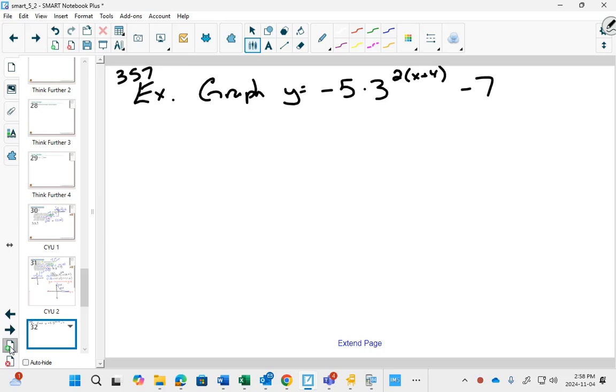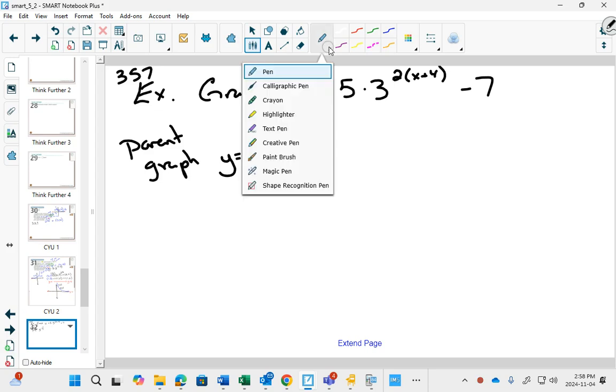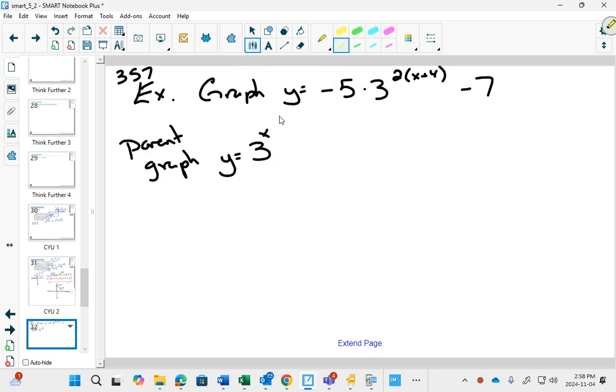So the first thing, if you were given a question like this, that you have to recognize is, what is the parent graph? Y equals something to the x. What's the base of this graph? It's going to be a 3. So once again, if I took out my highlighter, I would highlight my 3 and my x to remind myself that those are not part of any transformation.